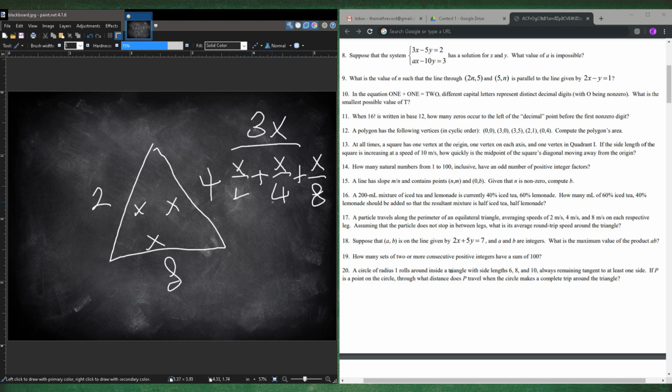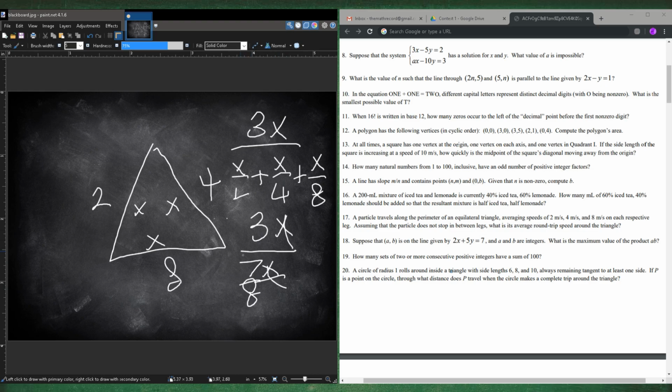So you want to add x over 2 plus x over 4 plus x over 8. Sorry, let me use a calculator. I was trying to do this in my head and it didn't work. 1 divided by 2 plus 1 divided by 4 plus 1 divided by 8, and you get 7/8. So you get 3x all over 7/8 x.